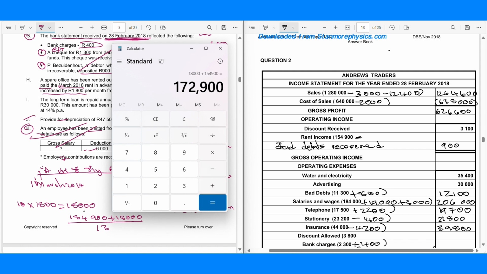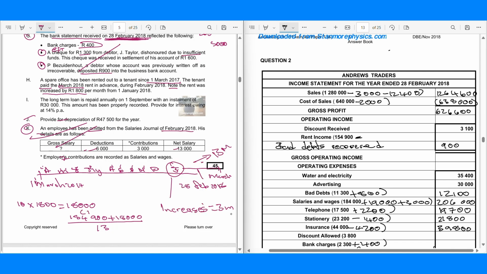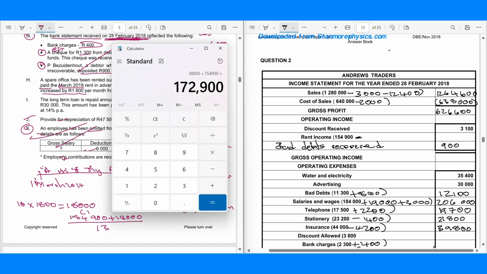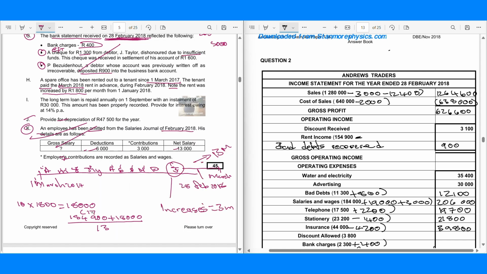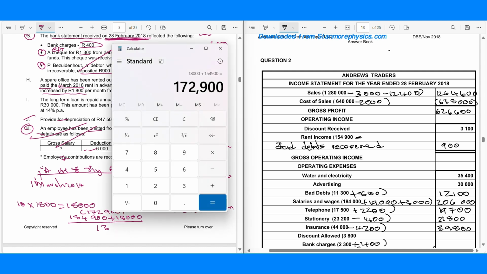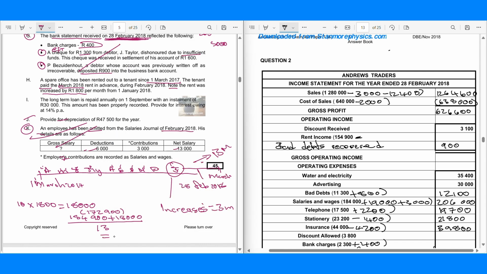So let me record this. It's 172,900. So we divide by 13 months. Divide by 13, you are going to get 13,300. So I love this way. I didn't calculate the increase and minus the increase. I know this one will take us long. I just love this short way.